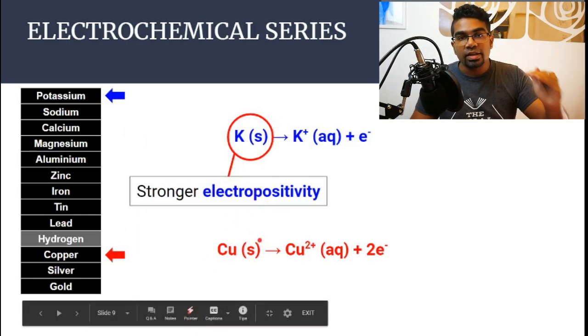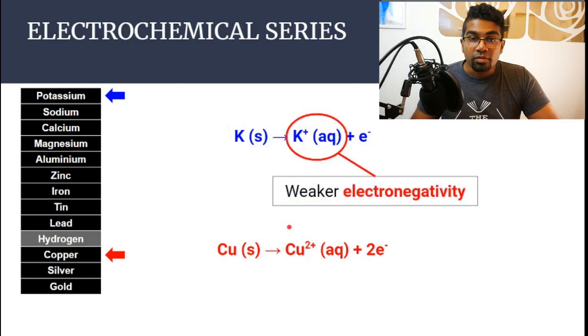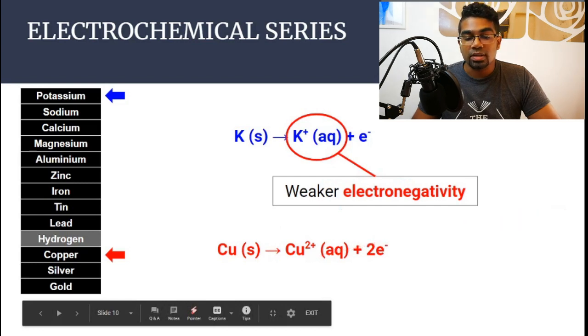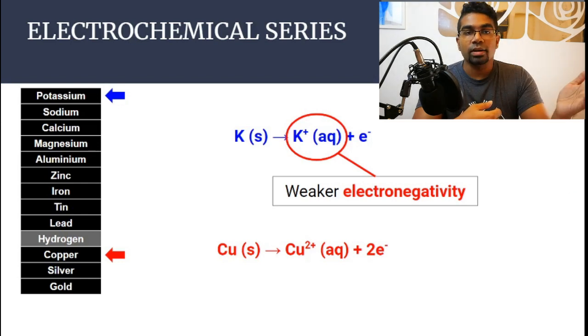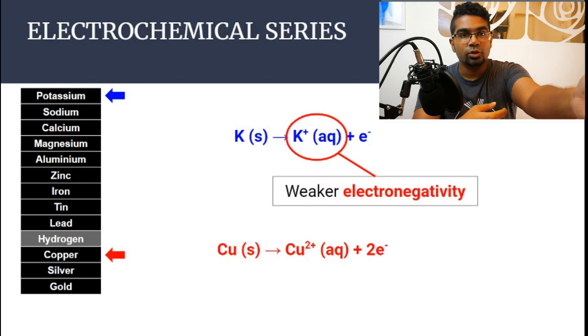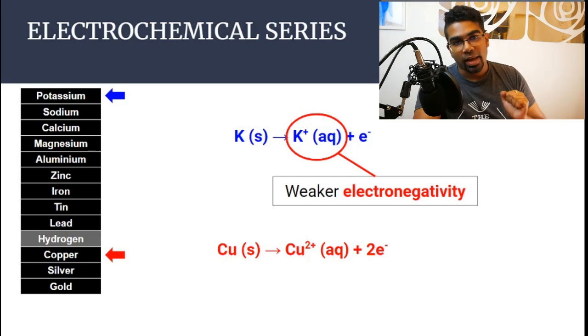Remember, this is all relative. It is all in comparison with one another. However, the ion formed here, the K plus ion, potassium ion that is formed, will have a weaker electronegativity than the copper 2 plus ion. Think about it like this. The potassium metal is more likely to donate the electron away. That means it is less likely to take it back. Copper is less likely to donate the electrons away. That means it is more likely to take it back.